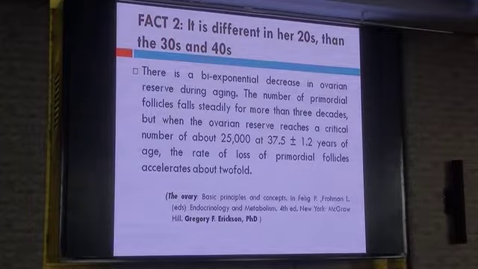This is my reference here. It's a very interesting book called The Ovary, by Professor Gregory Erickson. I proudly have it, and it's a very interesting book. If any of you wish to have real knowledge about the ovary and oogenesis, I greatly recommend this book.